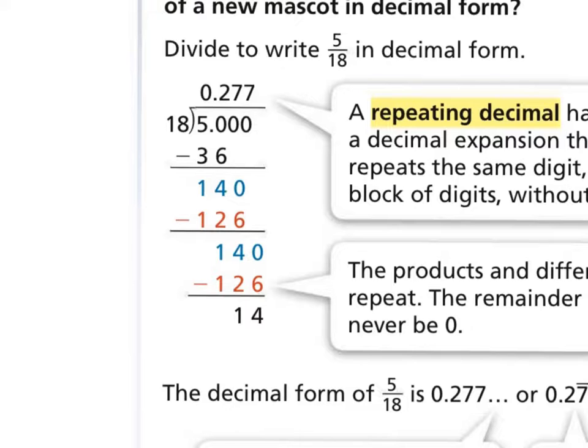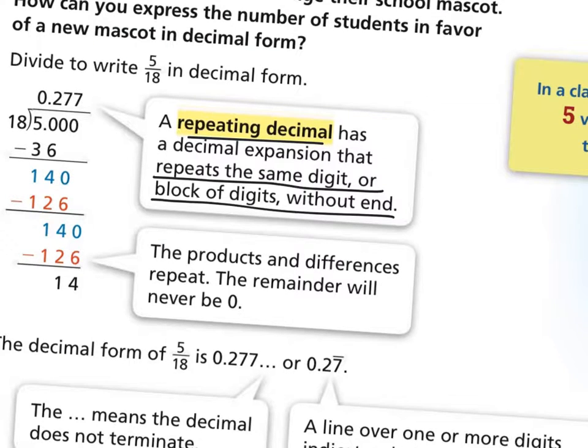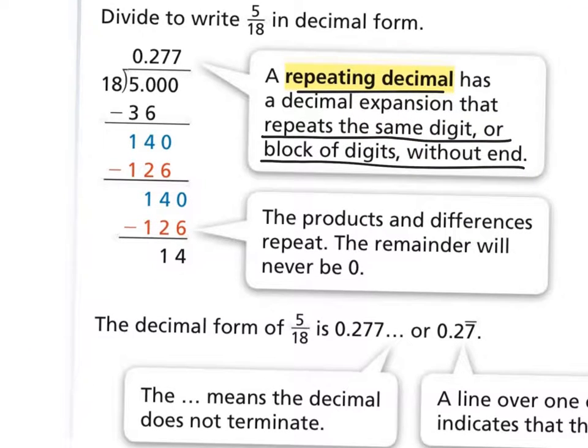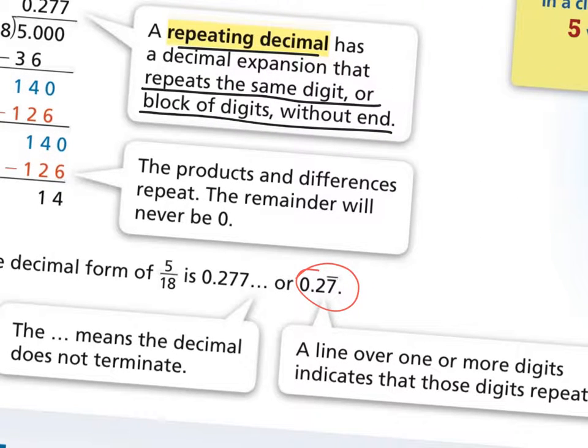And this is what's called a repeating decimal. So a repeating decimal is when it repeats the same digit or block of digits without end. In this case, just the 7 is repeating. And so what we do, since just the 7 is repeating, if you'll notice down below, we put a bar above the 7. The bar above the 7 shows us that that 7 is the only number that's repeating.